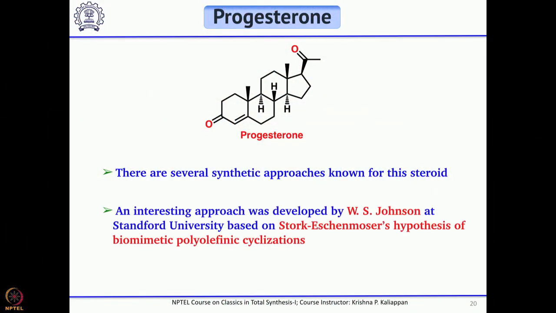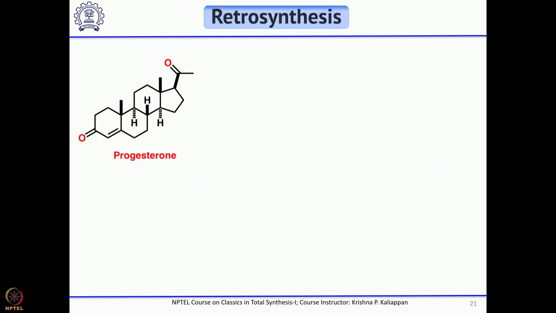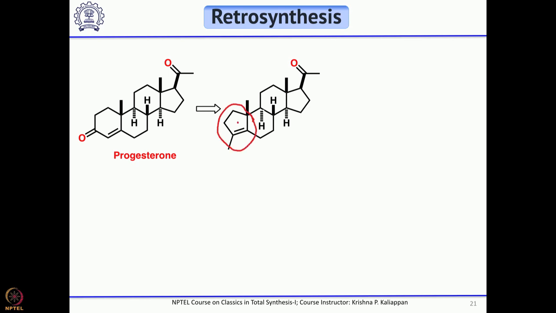So there was one synthesis of progesterone reported a long time ago, more than 50 years ago, by W.S. Johnson, where he exactly followed the principles adopted by nature to make progesterone. So that is why we call it biomimetic synthesis. So here the retrosynthesis is like this. When you have progesterone, this can be obtained from this 5-membered ring. How? If you cleave this double bond, you get a diketone. That is a 1,5-diketone. This 1,5-diketone upon aldol reaction can give progesterone.